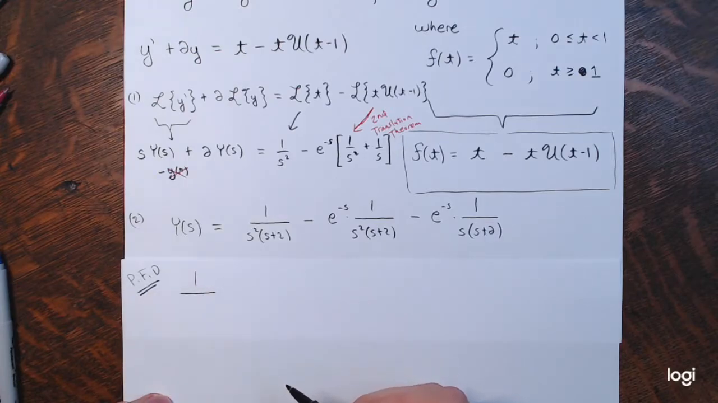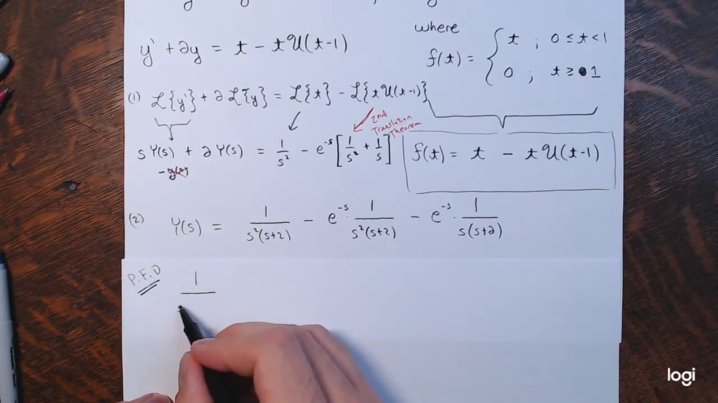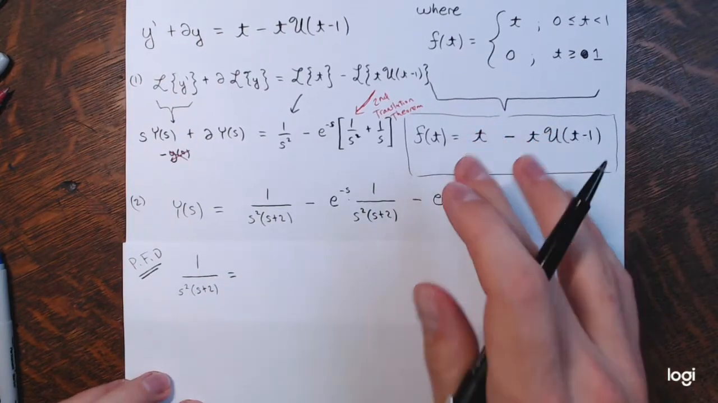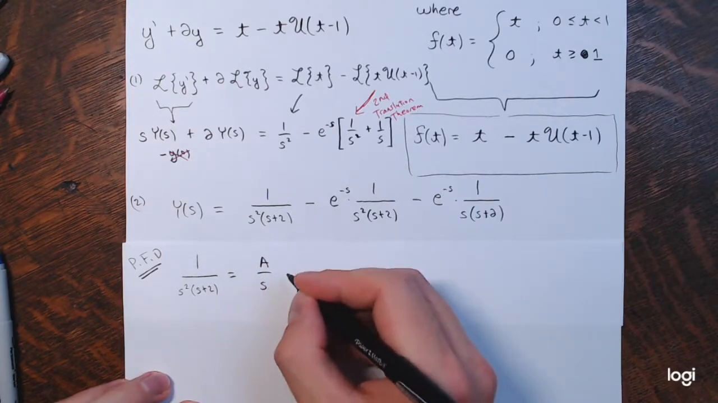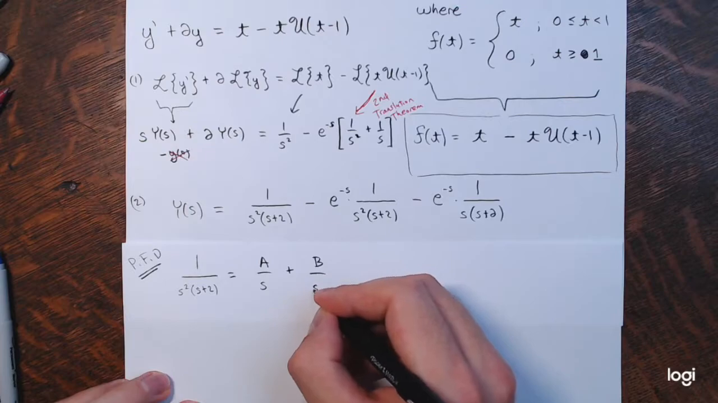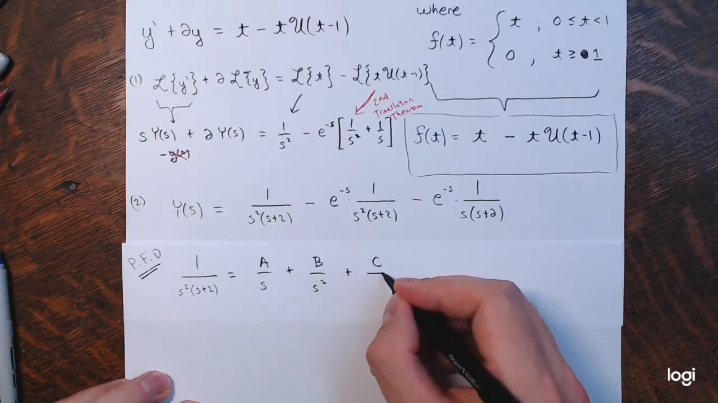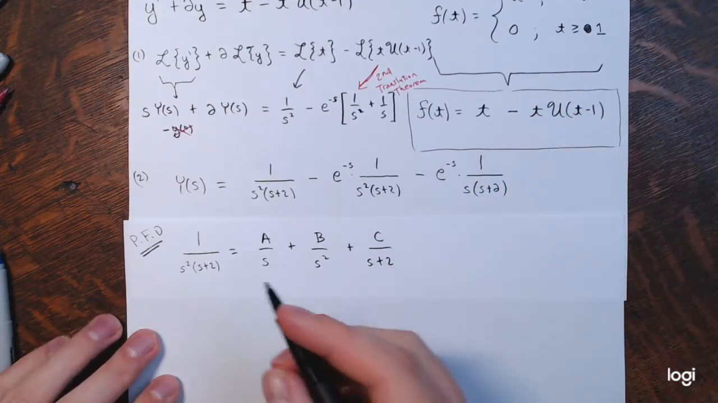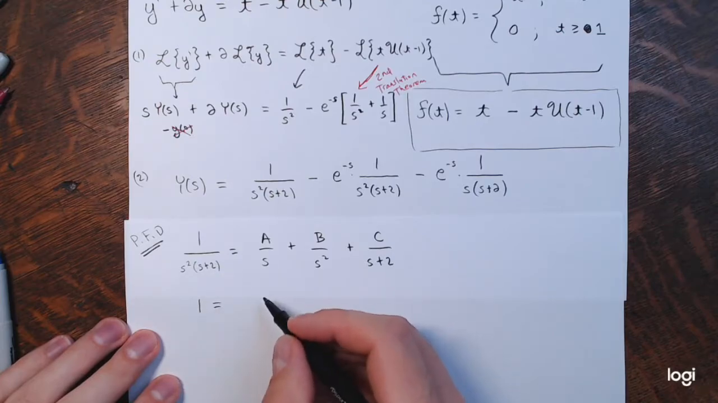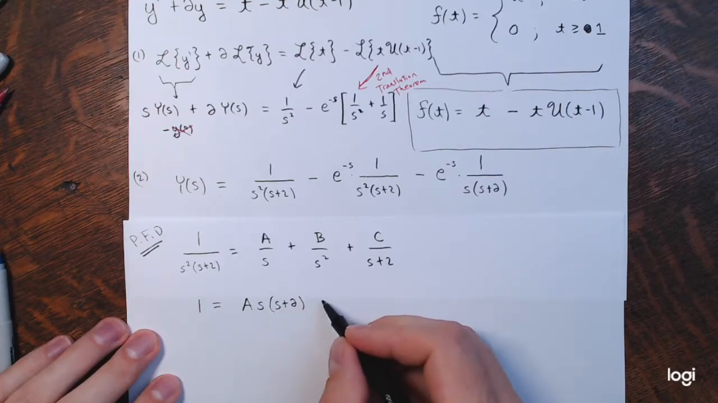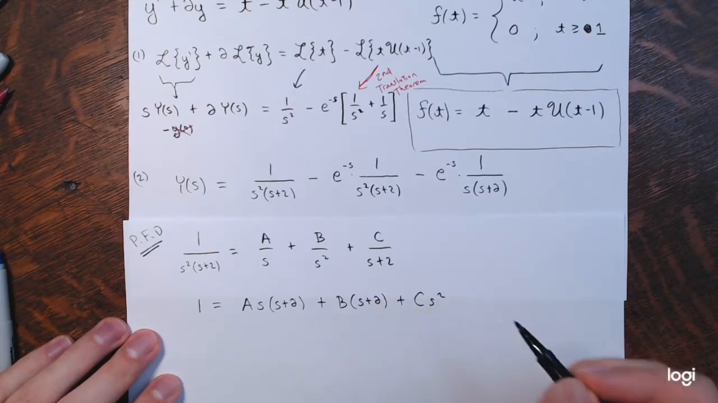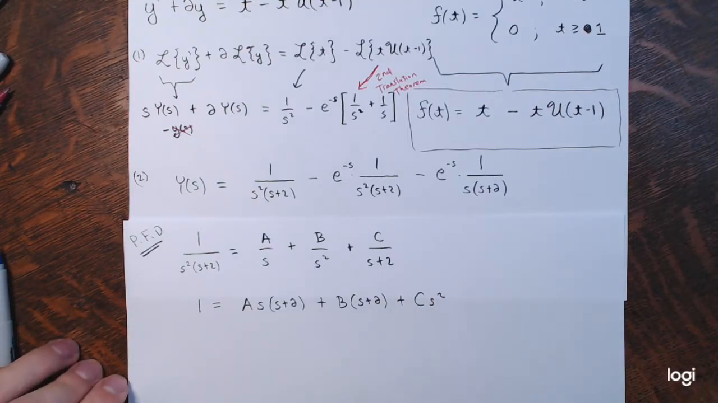Alright, PFD. I'm going to take 1 over s squared times s plus 2 and find its partial fraction decomposition. So that'll be some constant a over s plus some constant b over s squared plus some constant c over s plus 2. Multiplying through by the denominators, 1 equals a times s times s plus 2 plus b times s plus 2 plus c times s squared.